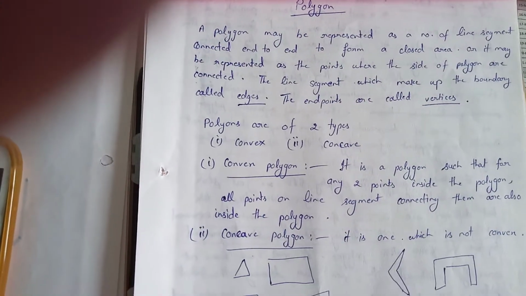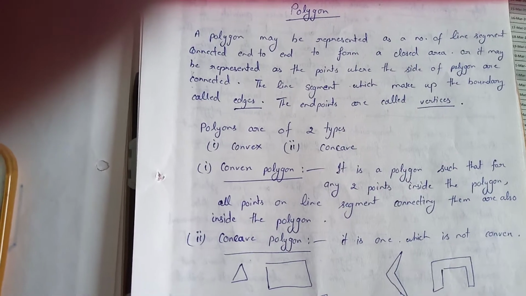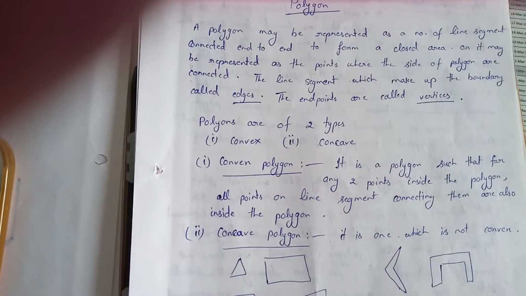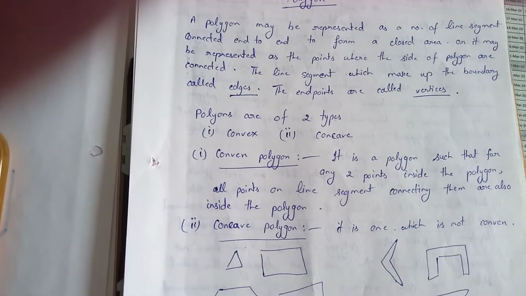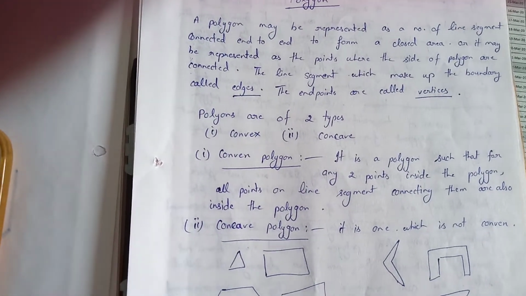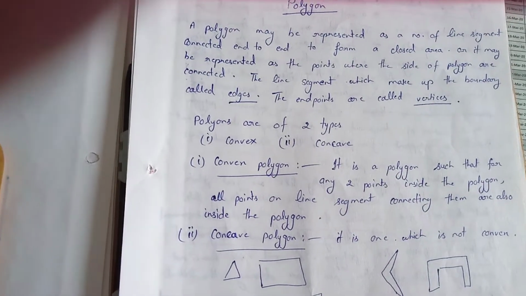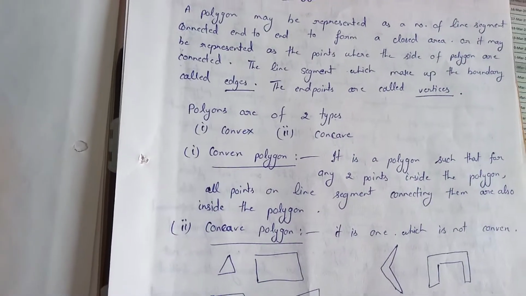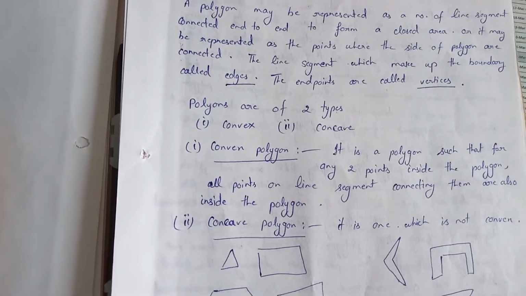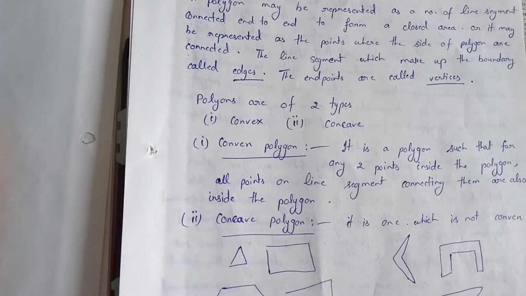Hello students, today we will discuss the concept of polygon. As you all know, a polygon is nothing but a closed form or closed area that is represented with the help of a number of line segments connected end to end, or it may be represented as points where the sides of the polygon are connected. The line segments which make the boundary of the polygon are called edges and the endpoints are vertices.